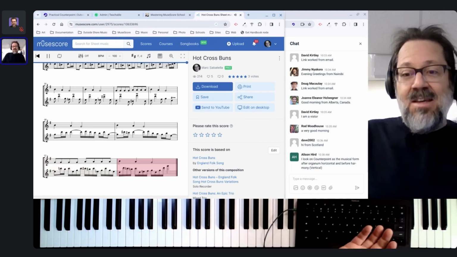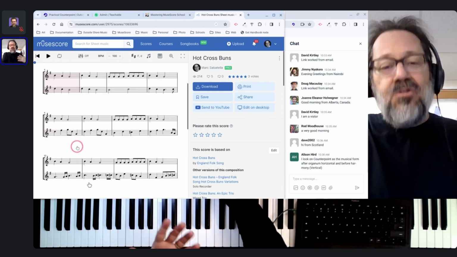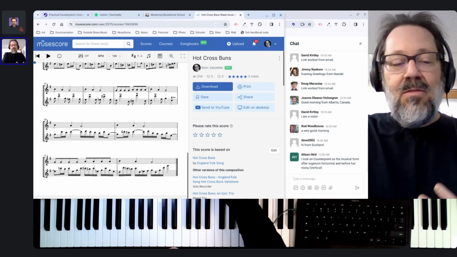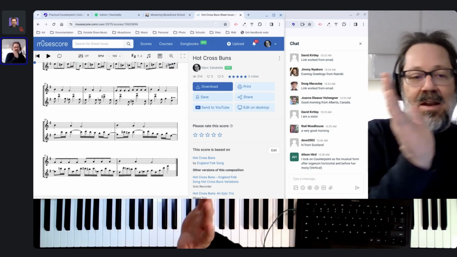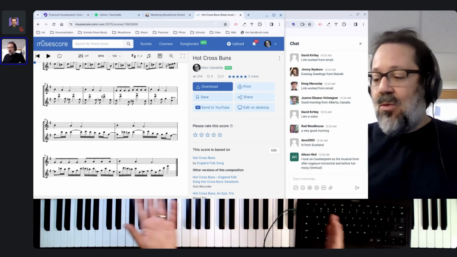All right, so this is my arrangement of hot cross buns, in which I am using all sorts of the techniques that we're going to be learning about in this course, but it's not imitative, right? It's not like that second part comes in with the same melody as the original one a measure later.